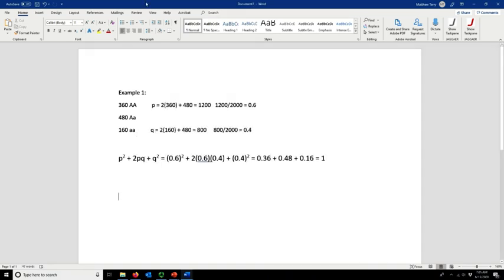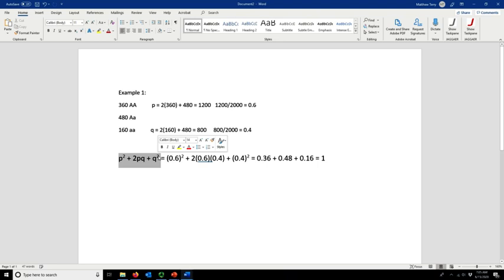So this is what you should have ended up with. I do 2 times 360 because there are 2 copies of the big A allele in these 360 individuals. I add in 480 because the heterozygotes carry 1 copy. I get the total number of big A alleles. I do the same and get the total number of little a alleles. I then divide by the total, which in this case is 2,000 alleles. Though that number comes from 1,200 plus 800, and I get 0.6 and 0.4. Okay, that's my P value, my Q value.